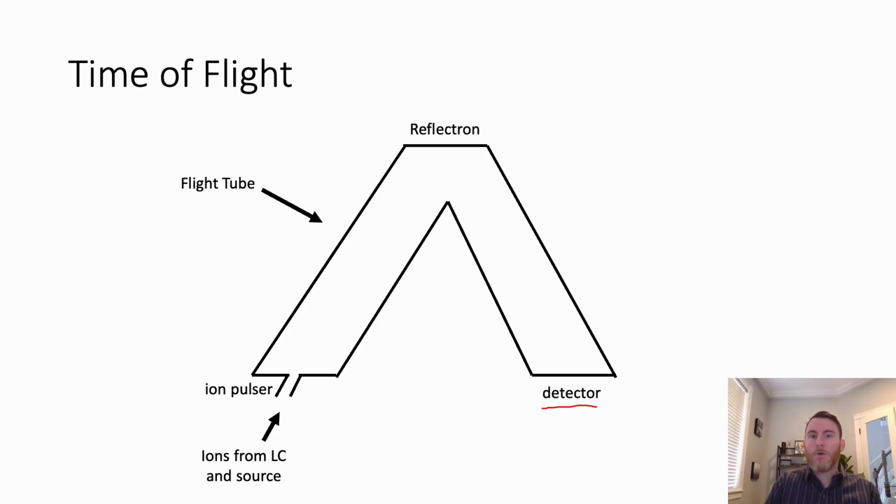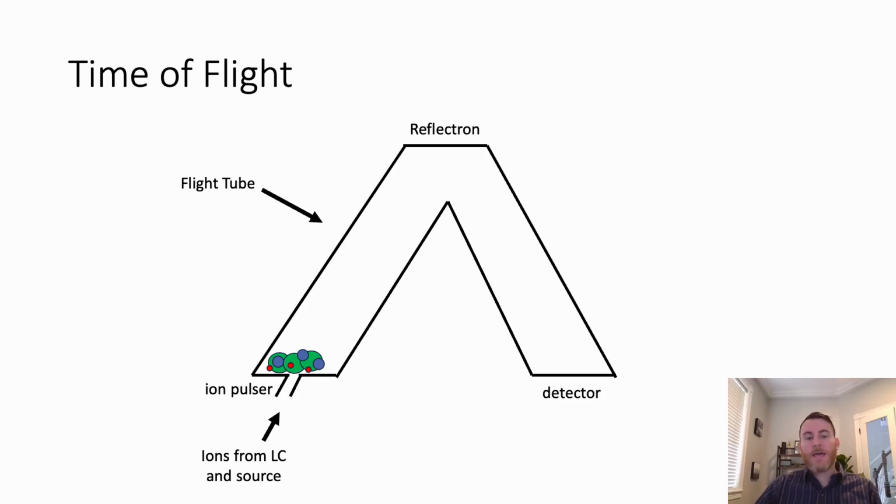You also have something called an ion pulsar, which basically sends what are called little packets of ions in very small time frames. It's like saying, okay, I'm sending out a set of racehorses at a very specific time, and then I'm going to count how long it takes for all those little racehorses to get to the detector. Because I know the flight time and the length of that tube, I can very accurately back calculate what each one of those compounds weighs.